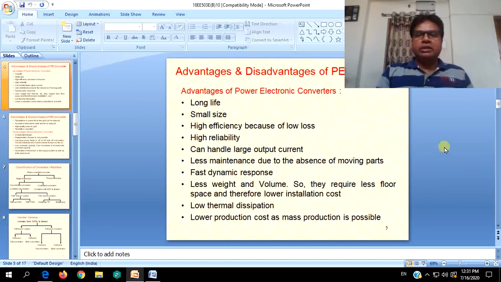But before that, we will go through advantages and disadvantages of PE converters. But before that, again, just where will these power electronic converters be used? Just we will go through another slide which will be useful.